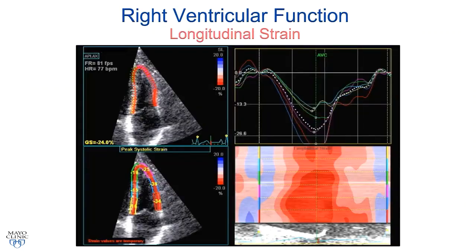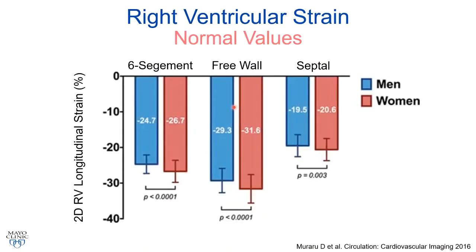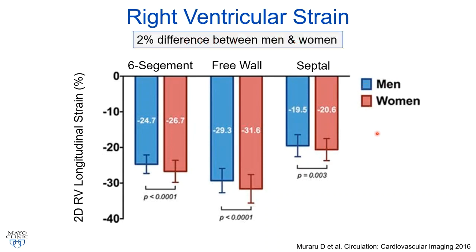As we see here, strain parameters of the right ventricle can include the interventricular septum as well as the right ventricular free wall. And of course, it does make a difference whether you are looking at strain averaging all 6 of those segments, whether you're looking at just the free wall strain, which is what we predominantly use, or whether you're looking at the septal segments. It's also important to recognize that there's a difference in longitudinal strain of the right ventricle in men and women. That difference is about 2%, being about 2% lower in men than in women.